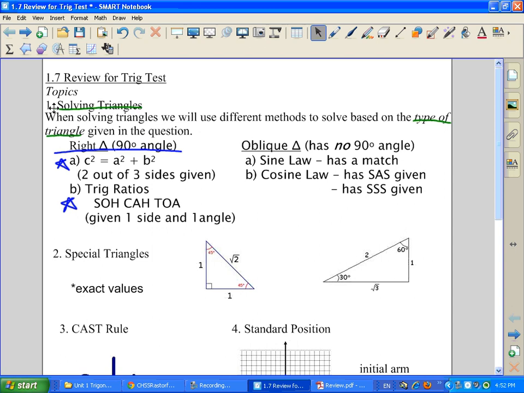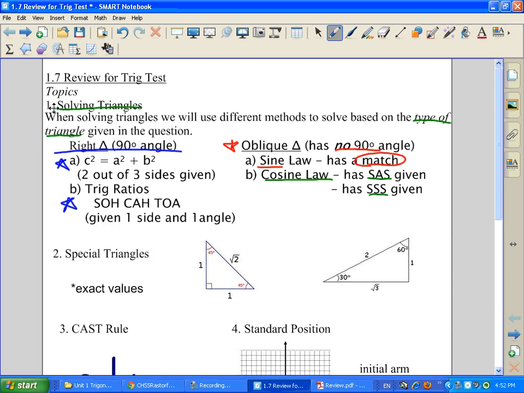Then we explored what's called the oblique triangle. And just remember, your oblique triangle has no 90-degree angle. In that case, you're using one of two options. You're either using sine law, and that's when you have a match, the opposite side to the given angle, or you're going to use cosine law. You use cosine law when it's side angle side, or a contained angle, or when you're given side side side, all 3 sides. So again, that's a good review. And remember, with word problems, you may have to draw 1 or 2 triangles and then set up whichever method fits the problem.